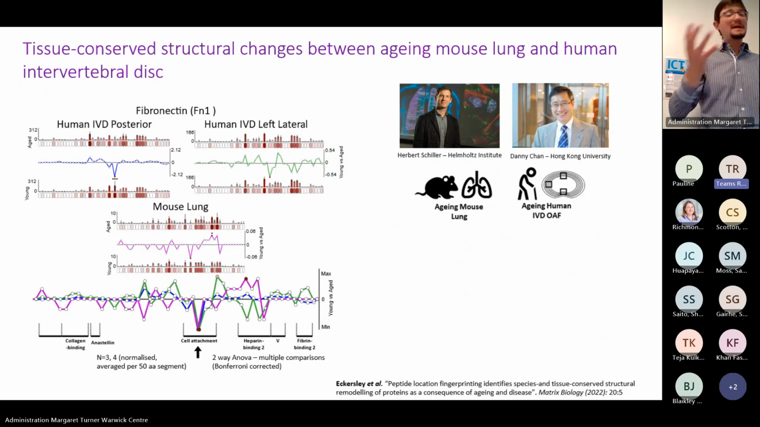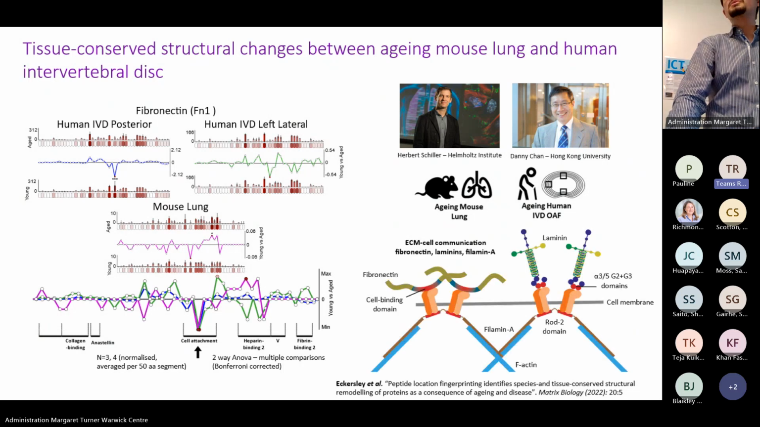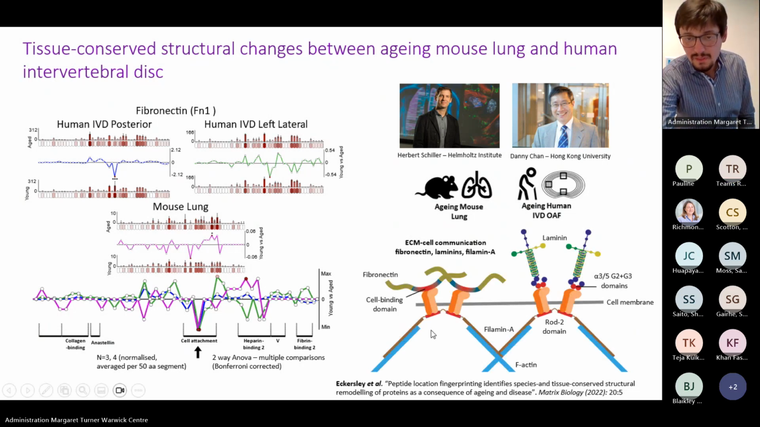And this is irrespective of whether it's human IVD or mouse lung. And it just so happens that this region lies right bang in the middle of a prominent cell attachment region. And it's not just this protein; we found conserved changes across the two tissues. We also saw it in the filamin A domain, which we know forms this transmembrane bridge with fibronectin, and also in the G2 domain of laminin in basement membrane.